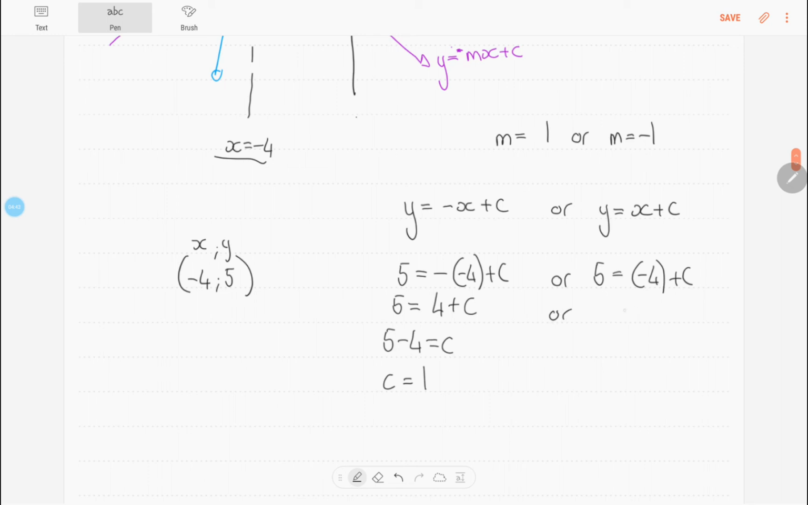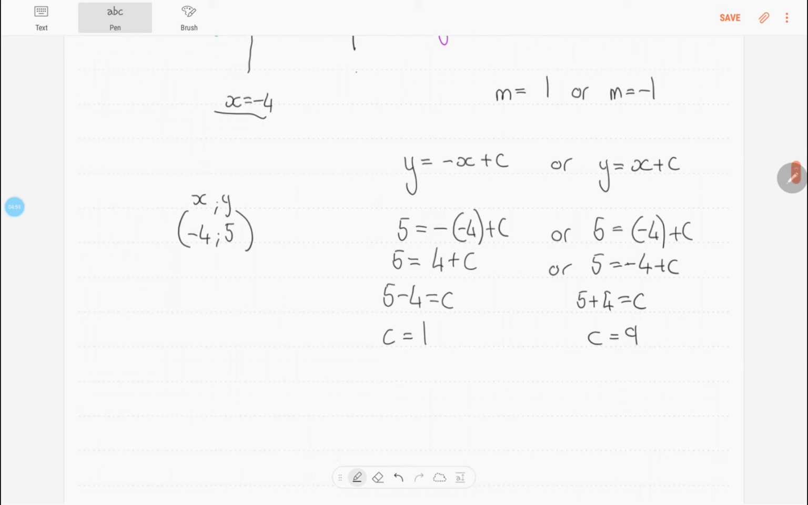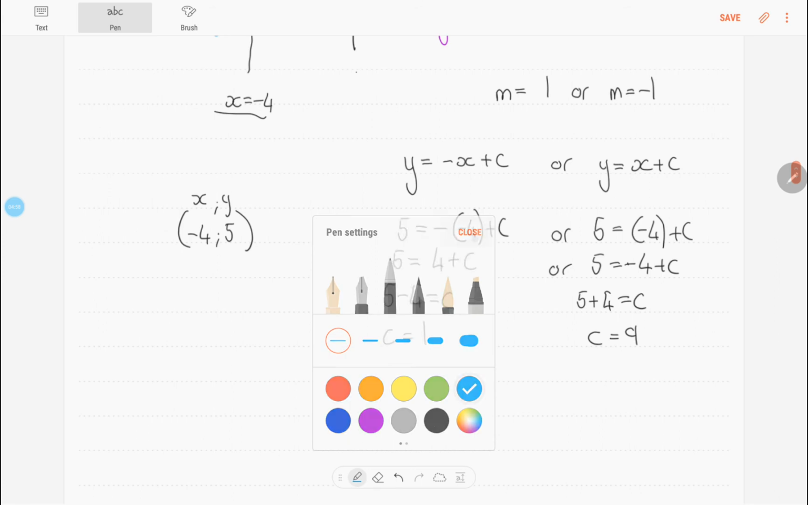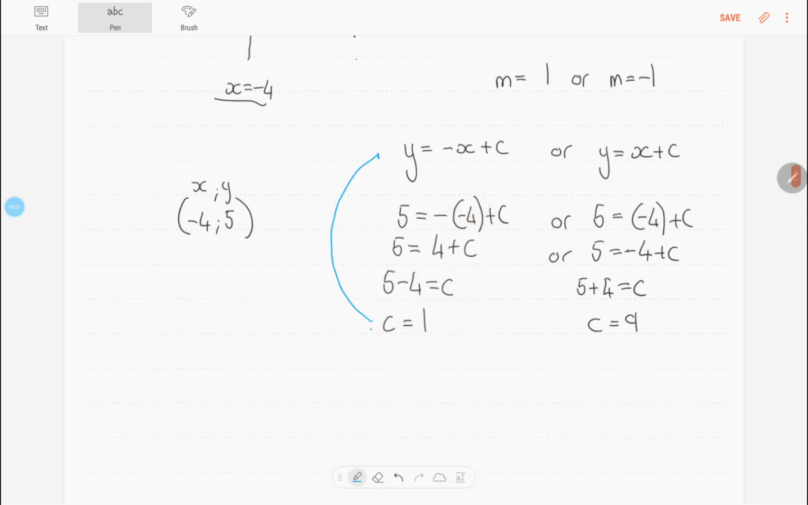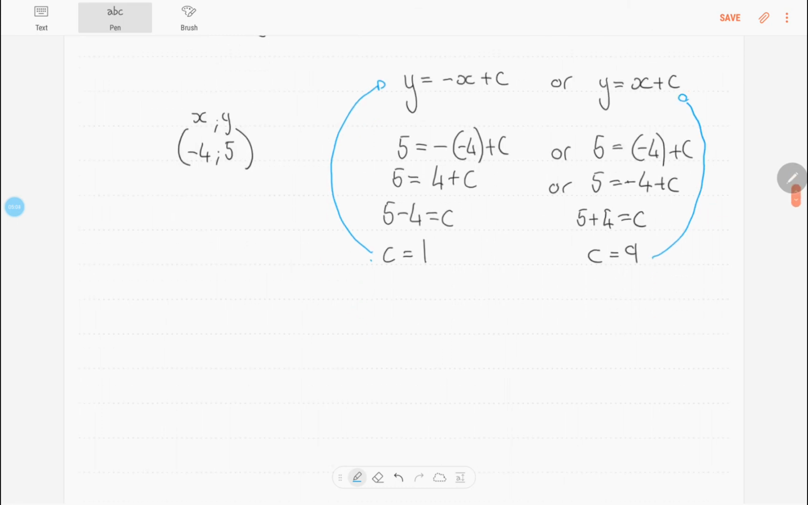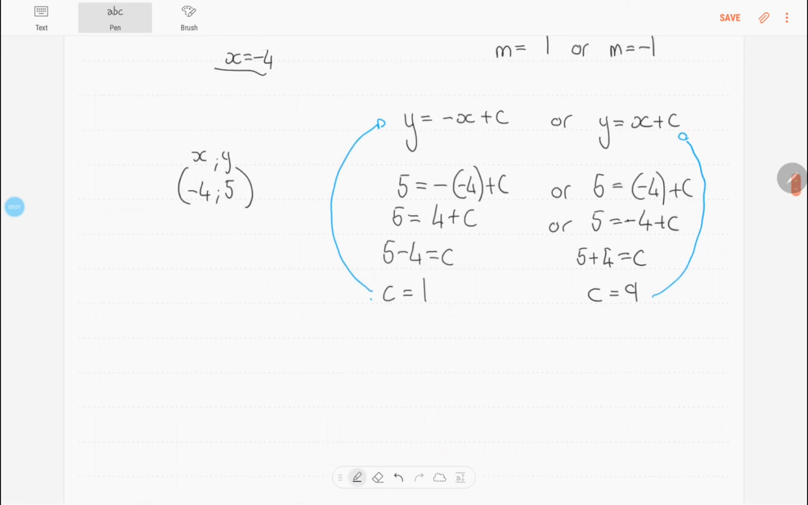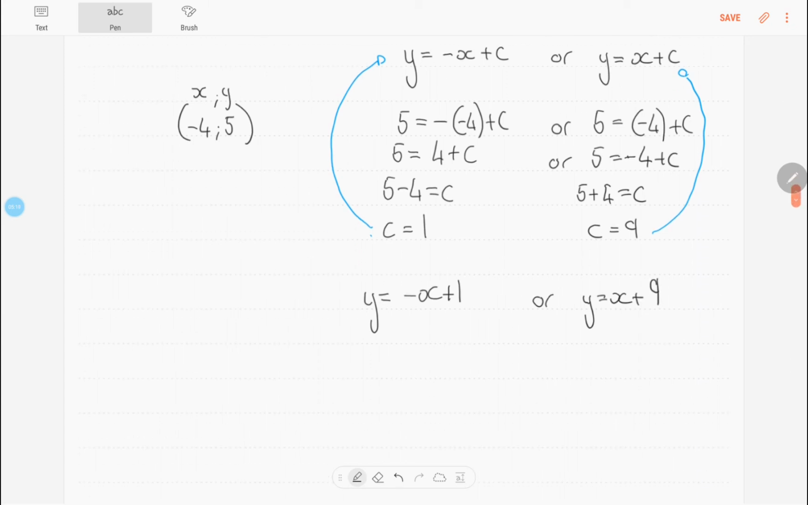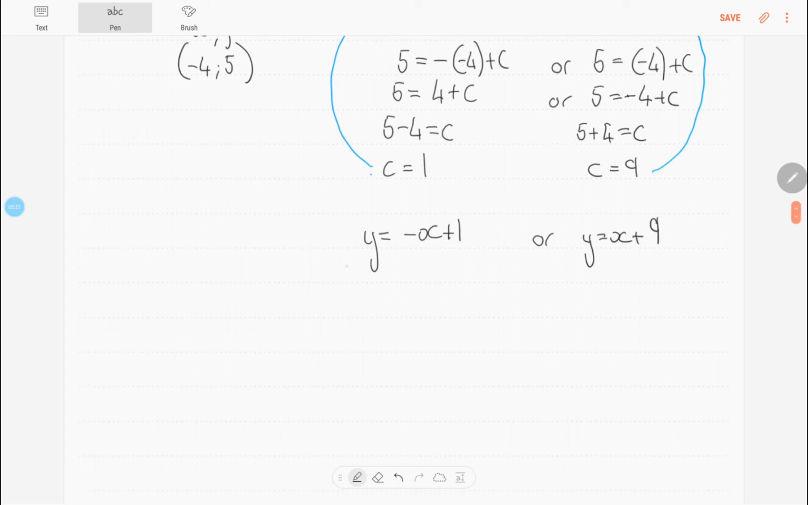We just do the same procedure with this one. We get 5 is equal to negative 4 plus c, so 5 plus 4 is equal to c, so our c value is equal to 9. Once we've done that, we sub our respective c values into their respective equations. So we get y is equal to minus x plus 1 for one equation, or y is equal to x plus 9. Those are our equations of the axes of symmetry.